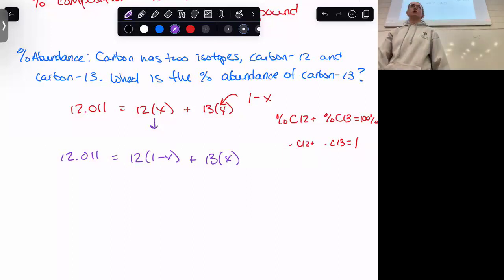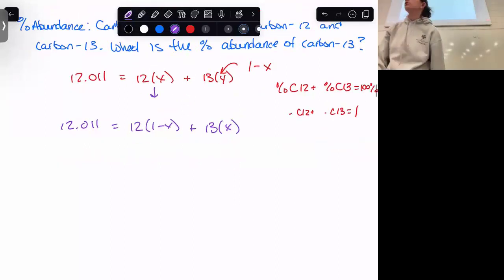Do you want to keep solving this one, or do we feel comfortable with getting the rest? Feel good? This just becomes algebra at this point. You can distribute your 12 and then solve for x.